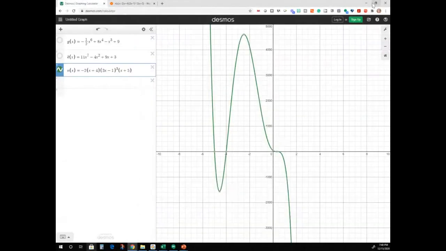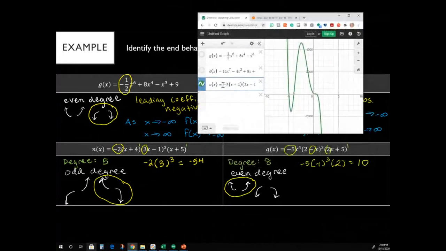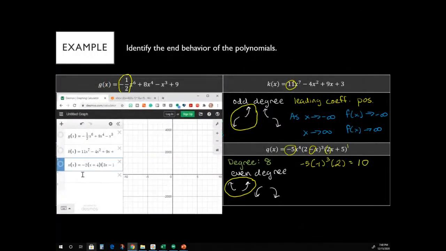So I bring up Desmos again. I love polynomials because of the fact that I can kind of figure out what the shape looks like just by looking at the numbers. I think it's really cool. I don't know if you guys think it's cool, but I think it's kind of neat.